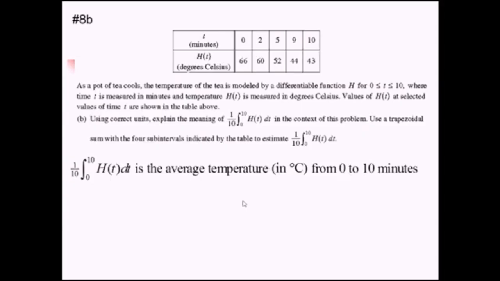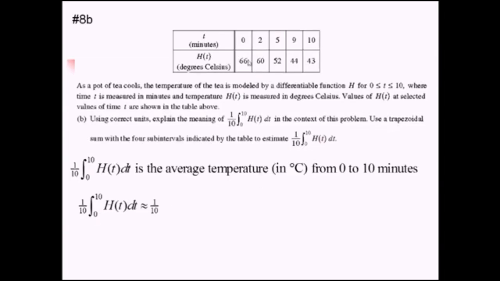All right, so now that we've done that, use a trapezoidal sum with 4 subintervals indicated by the table to estimate this average value. So we've got our average value there, and I'm going to write approximately equals, and now the rest of this. And you need this approximately equals because it is an estimate. You're not actually giving the true average value of the temperature, you're just estimating it based off of this table, because we don't know what's going on in between these table values. So we've got the 1/10 that's part of our average value, and now we're going to do the actual integral part. So they said using trapezoids.